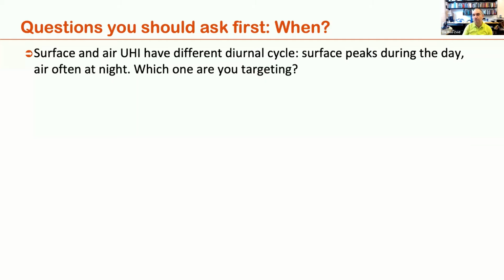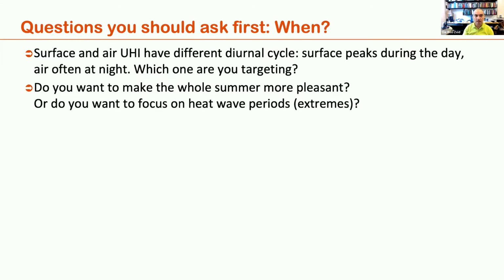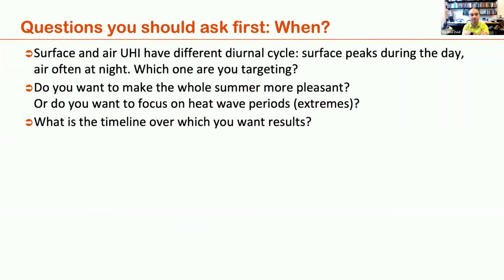Another question is when. Again, we said that surface and air UHI have different diurnal cycles, so the surface peaks during the day and the air UHI often peaks at night. So which one are you targeting? Do you want to make the whole summer more pleasant, or are you interested in focusing on mitigation of overheating during heat wave periods, during the extremes? Obviously the answer I would suggest is that you look at the extremes, not the summer more generally.